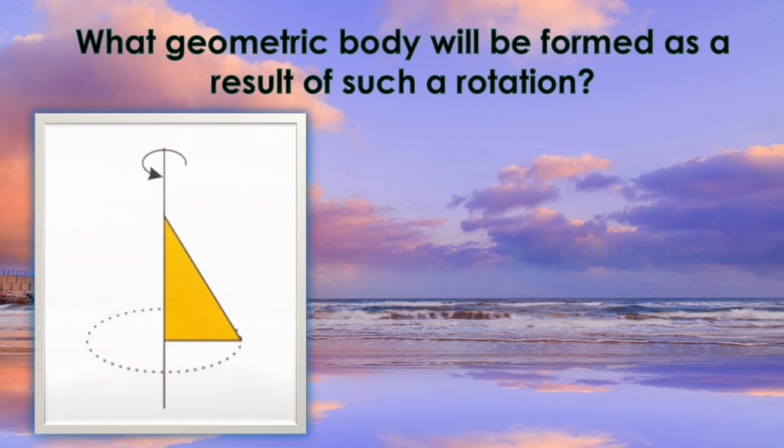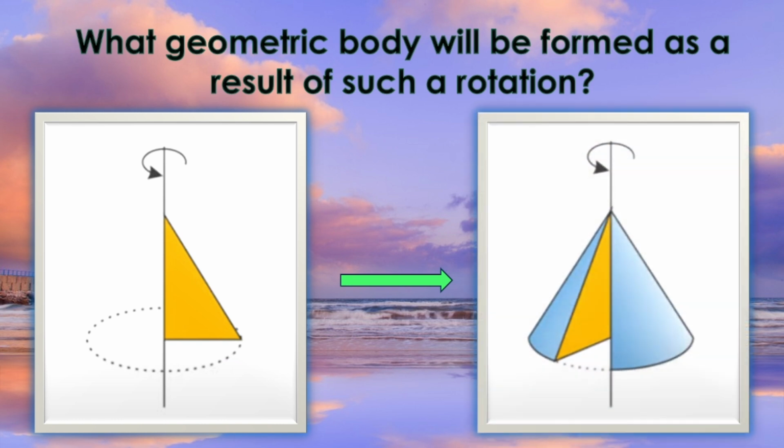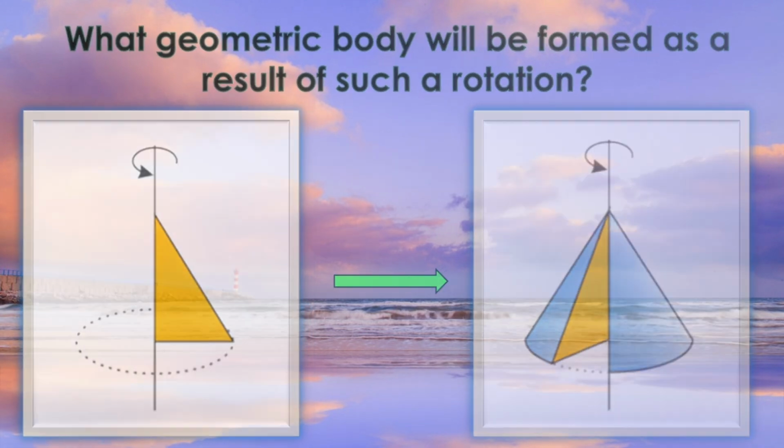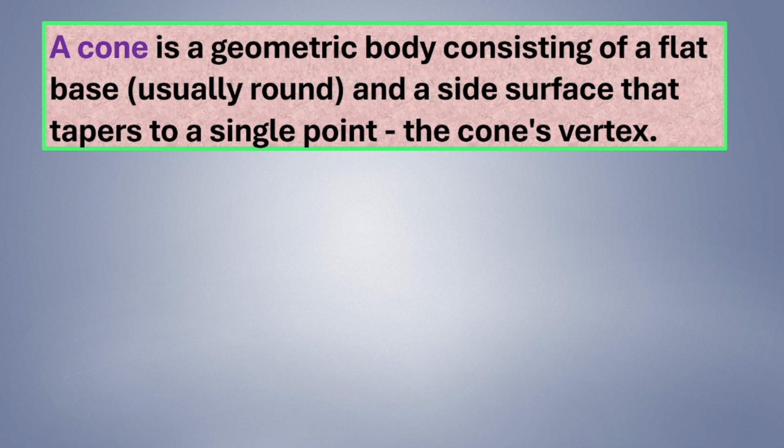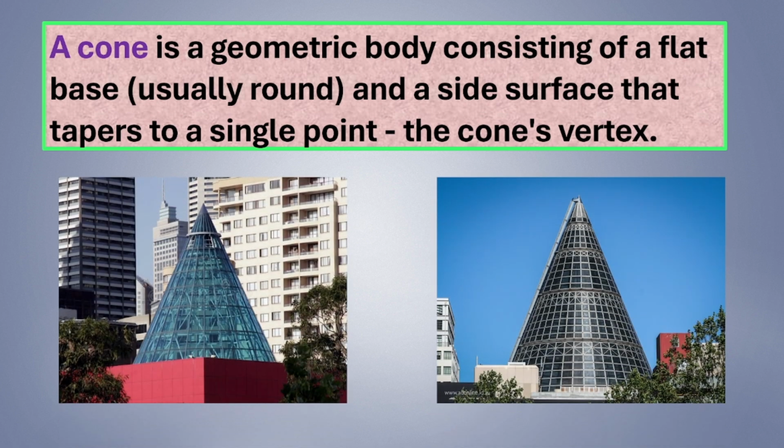So, we see a right-angled triangle in front of us. What geometric body will be formed if we rotate it around its larger leg? This geometric body will be a body called a cone. A cone is a geometric body consisting of a flat base, usually round, and a side surface that tapers to a single point, the cone's vertex. Here are the most interesting cones in front of you.